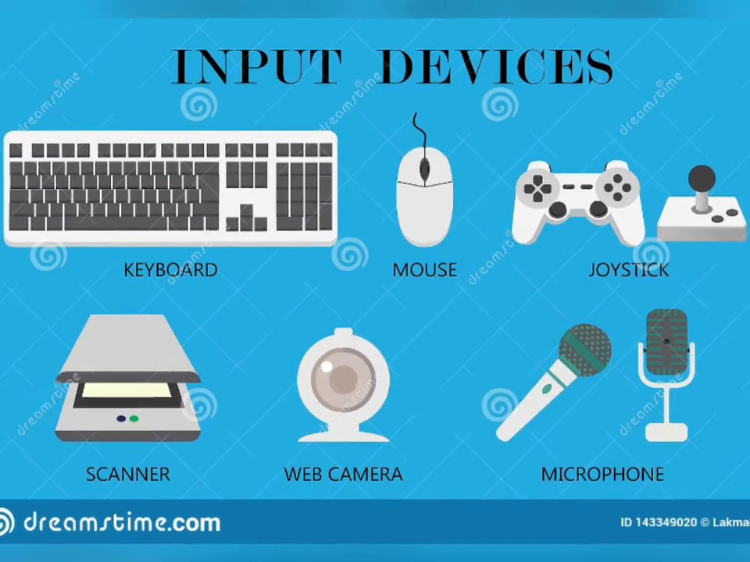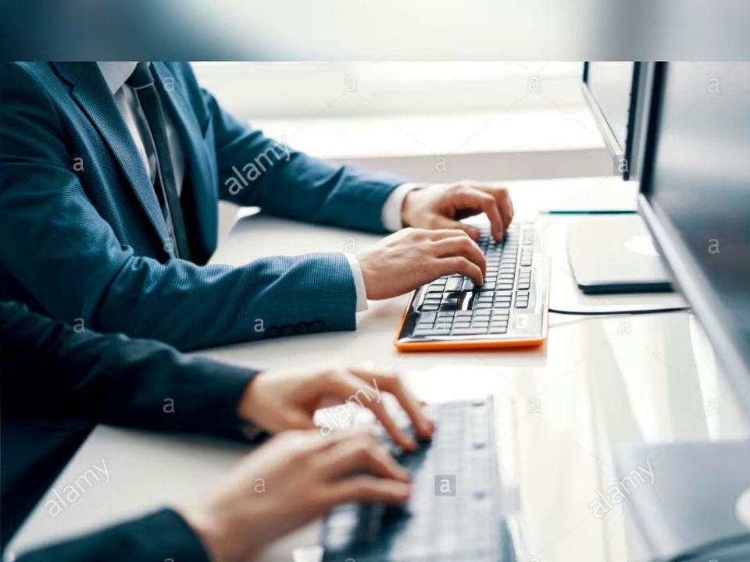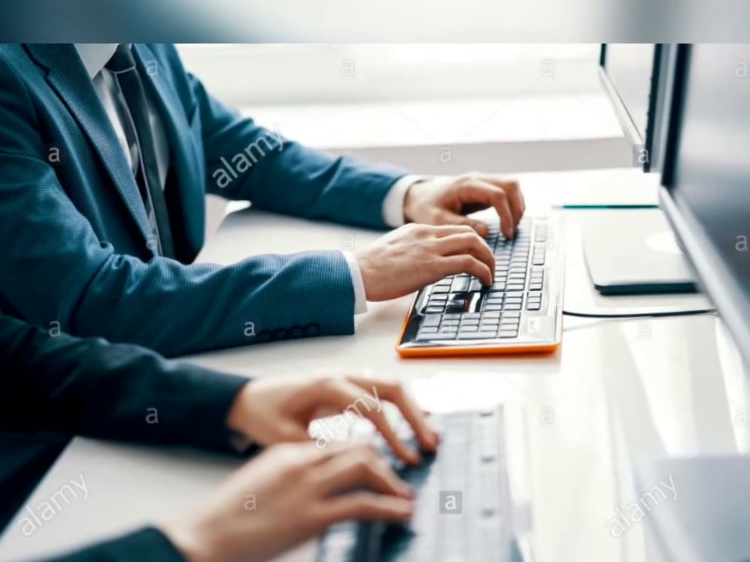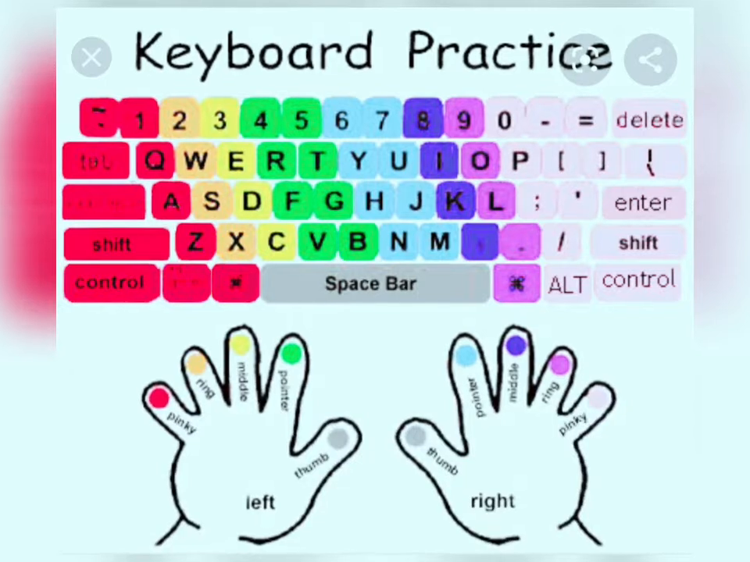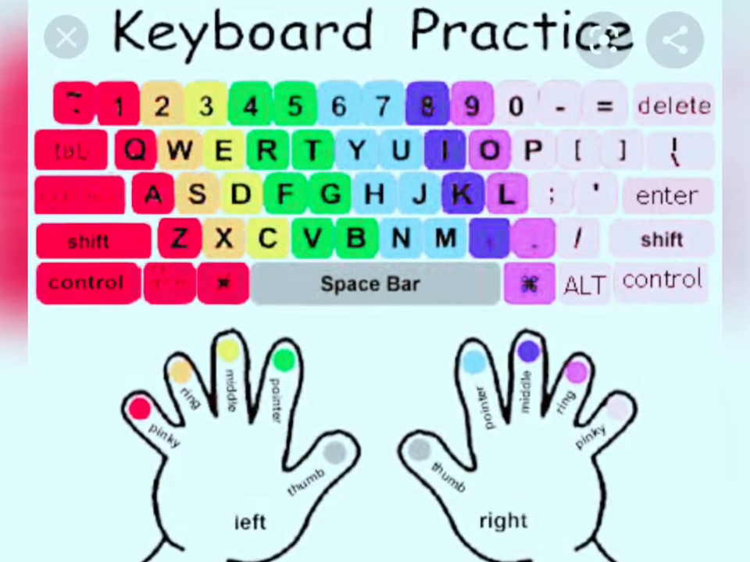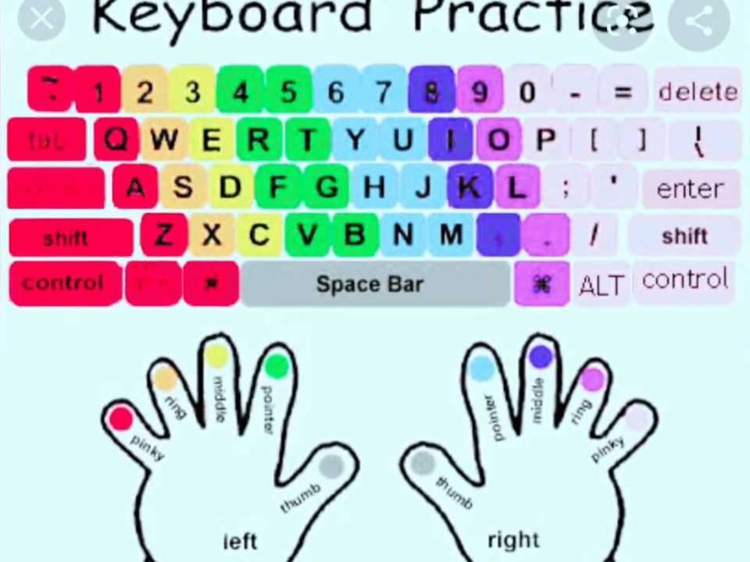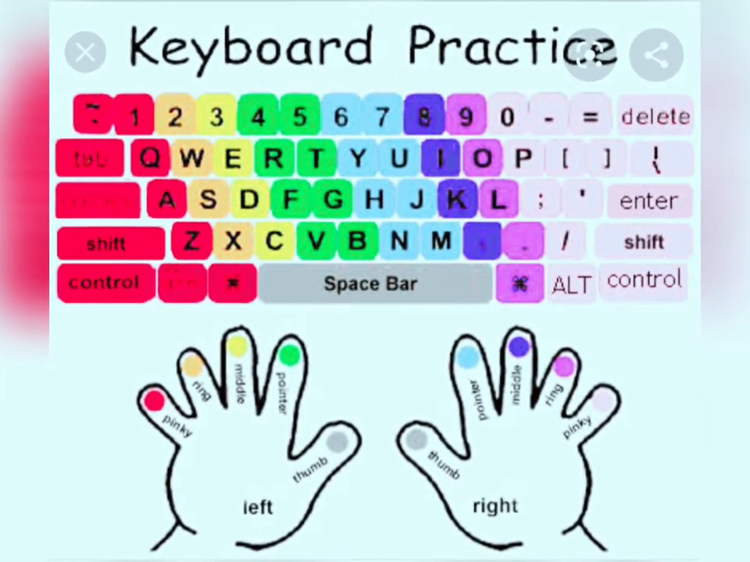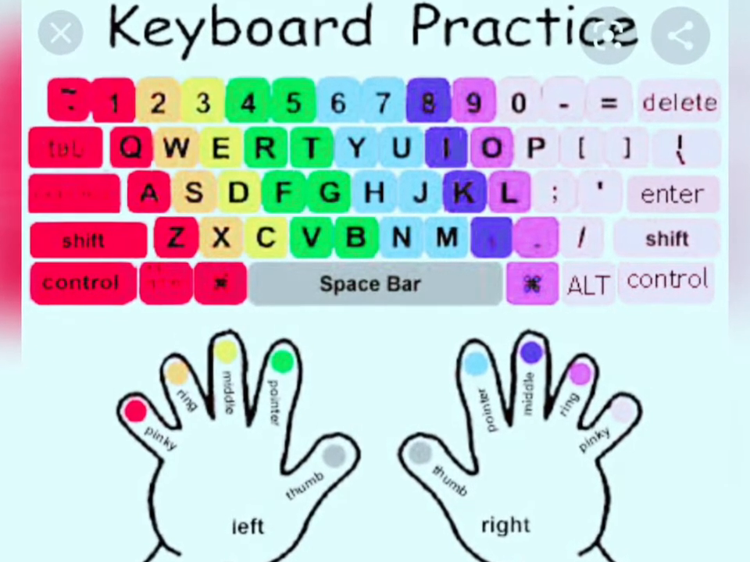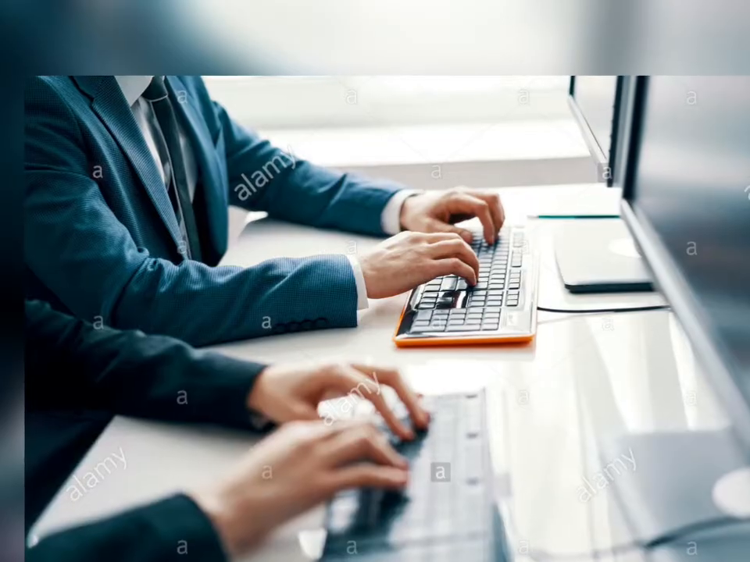Keyboard. The keyboard is an important input device. A keyboard has many small buttons on it called keys. These keys have letters of the alphabet, numbers and symbols written on them. You can press any key to type a letter, number or symbol. The keyboard is connected to the CPU by a wire. There are about 100 keys on the keyboard.